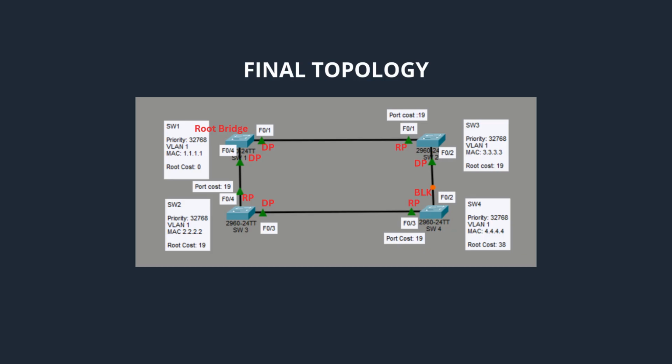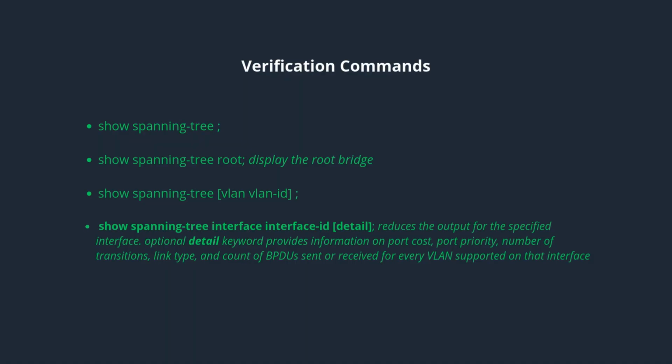And that's how STP builds a loop-free topology. We covered root bridge election based on priority and MAC address, root port selection using path costs, and blocking port designation to prevent loops. Understanding STP is crucial for any network engineer working with switched networks. In a future video, we'll cover RSTP, Rapid Spanning Tree Protocol, which converges much faster.